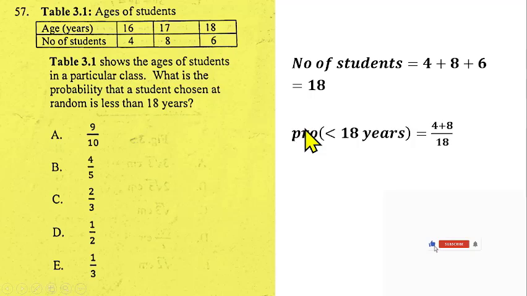And the probability that the age of the student picked is less than 18 years. That will be 16 and 17 years. The number of students aged 16 is 4. For 17, that will be 8, over the total number of students, which is 18. So that will give us 12 out of 18, and then that should give us 2 over 3. If you reduce, 6 can go here, 6 can go here. So that should give us option C for question number 57.